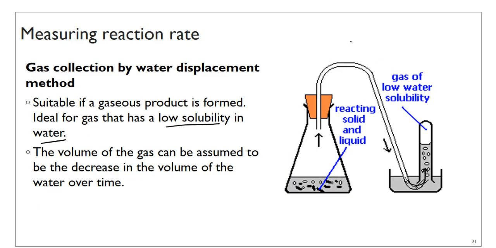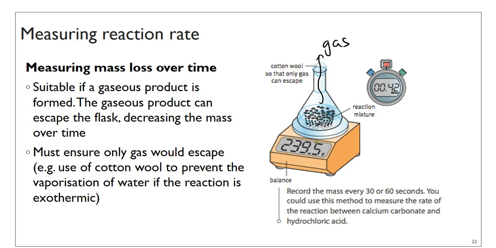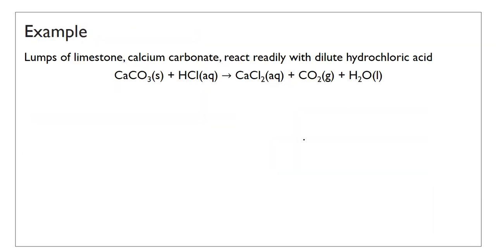So you can either collect the product or measure the decrease in mass over time and then assume that that decrease comes from the gas. So that's three main methods.